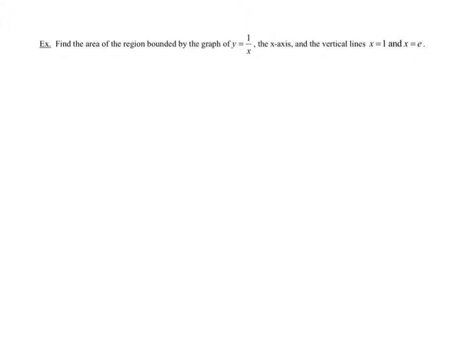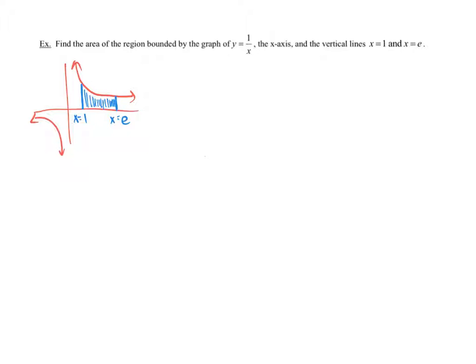Okay, for the last example in this section, we're going to find the area of the region bounded by the graph of y equals 1 over x, the x-axis, and the vertical lines x equals 1 and x equals e. If you remember what the graph of 1 over x looks like, that would be your reciprocal function. It's going to look something like this. The vertical line x equals 1 would be right here, and then x equals e would be a little further along. The area that we're trying to find is this area right here.